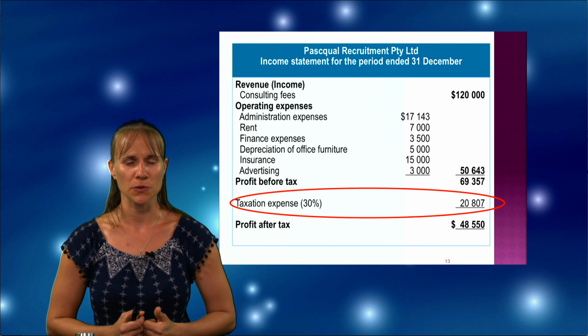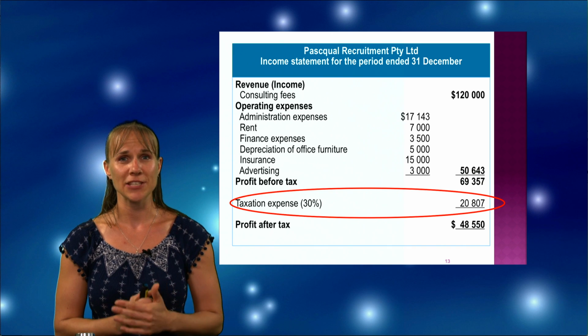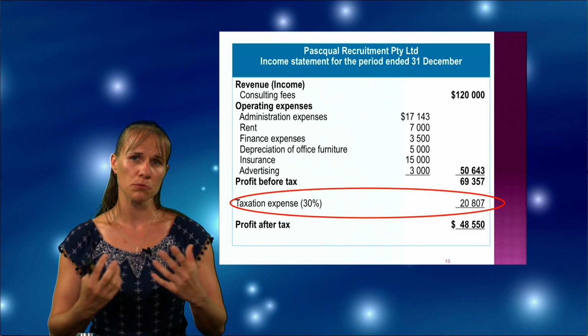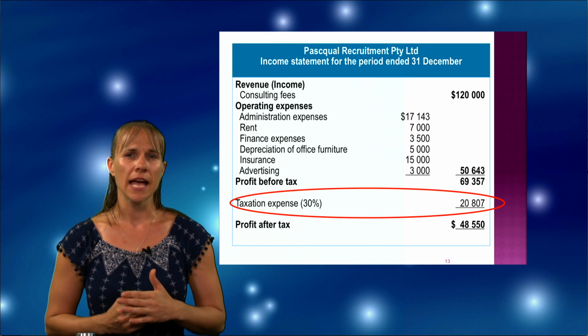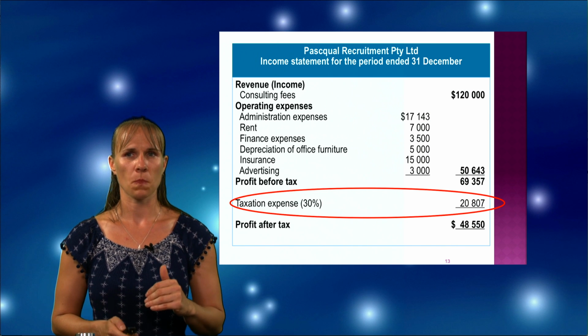So looking now to a company income statement, and you can see there circled in the red, taxation expense 30%. And note also with profit that profit's displayed before tax and profit is also displayed after tax as well.